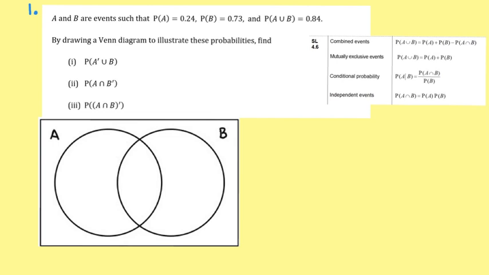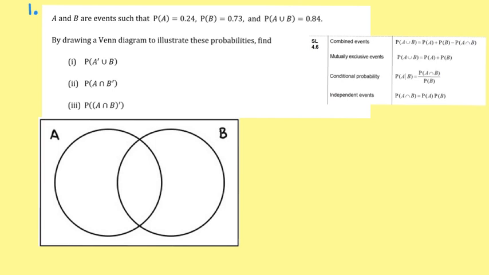Now we can go through some typical exam style questions that use Venn diagrams. Question 1. A and B are events such that the probability of A is 0.24, the probability of B is 0.73, and the probability of A union B is 0.84. By drawing a Venn diagram to illustrate these probabilities, find 1. The probability of not A union B, 2. The probability of A intersection not B, and 3. The probability of A intersection B not.